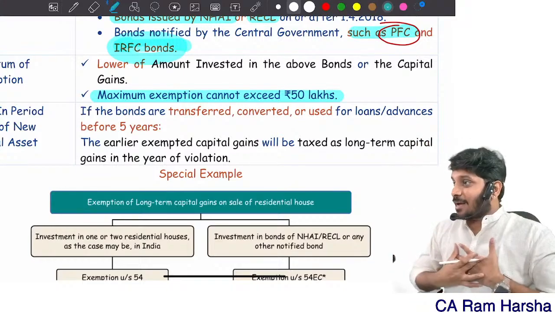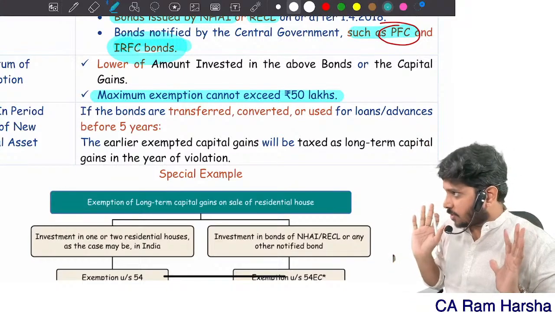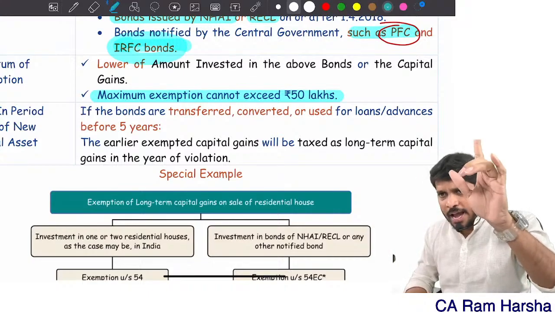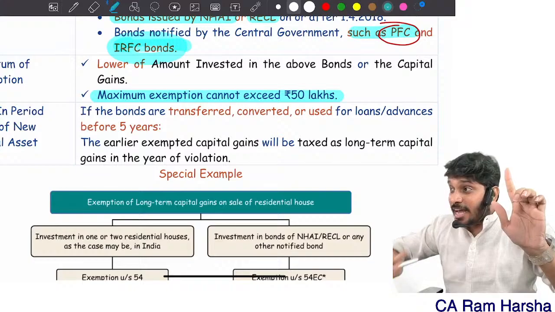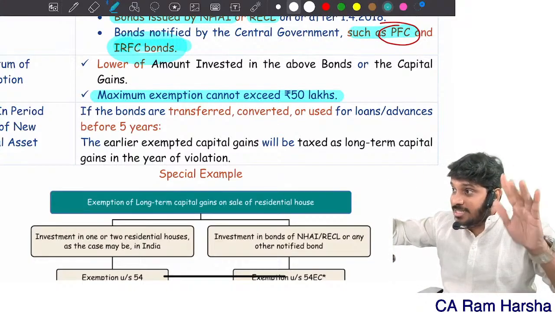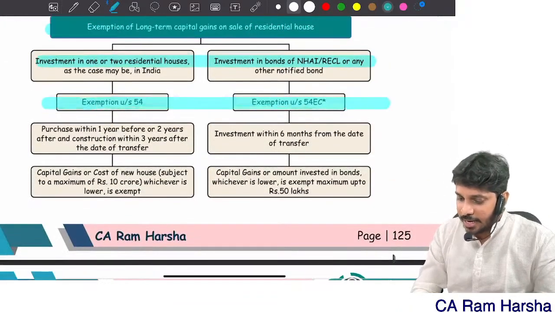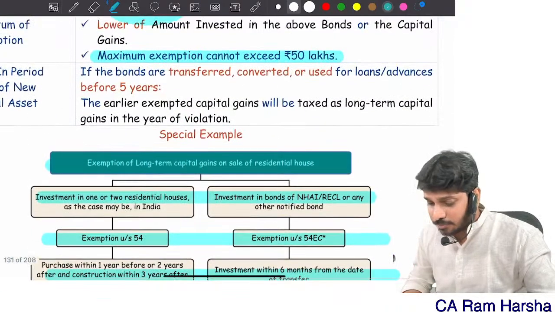Suppose, sir, I am selling a house property, long term, and I buy house property, 1 or 2 houses as the case may be, and claim exemption. Can I also simultaneously invest in 54 EC bonds and claim exemption for both? Yes, you can claim. That's what we have given here as a diagram. Able to understand, all of you?